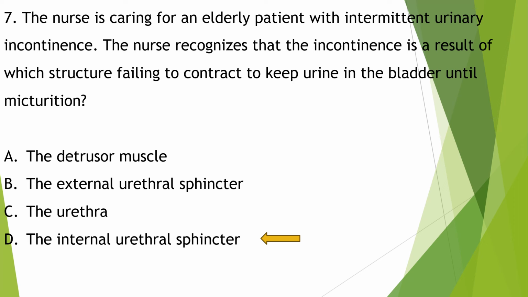The external urethral sphincter is formed as the urethra enters the pelvic floor and can be voluntarily contracted to keep urine from escaping the urethra, not the bladder, until the time to void is appropriate. The urethra is the tubular passageway through which urine exits the body. So here urine is kept in the bladder with the internal urethral sphincter.